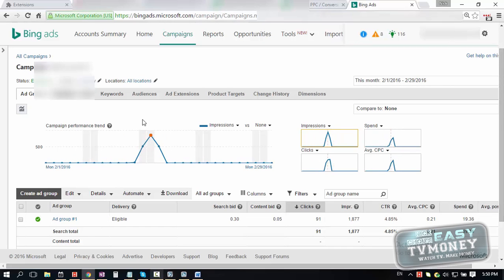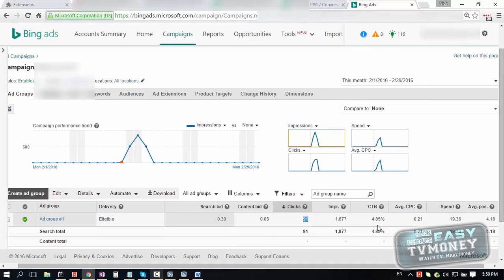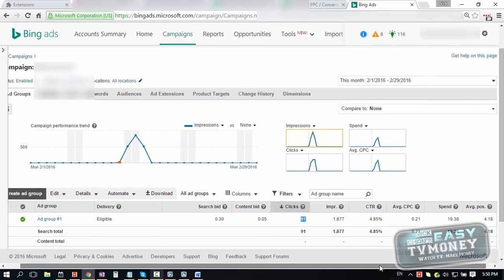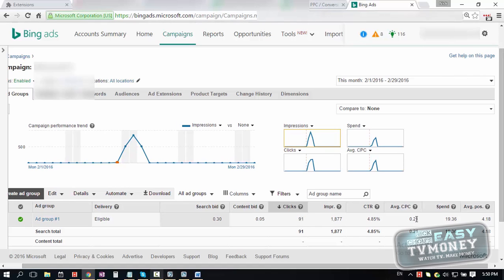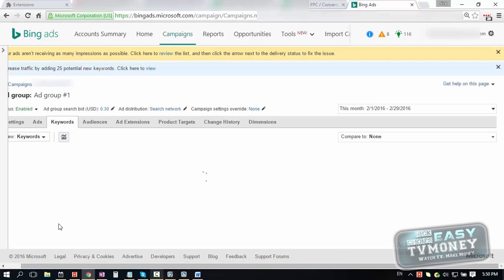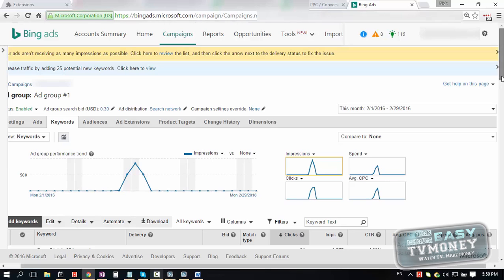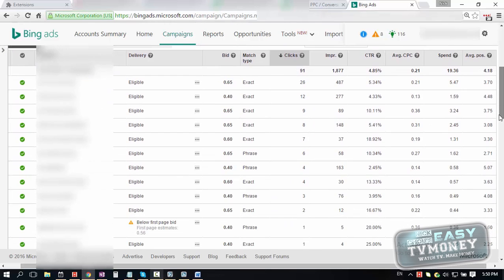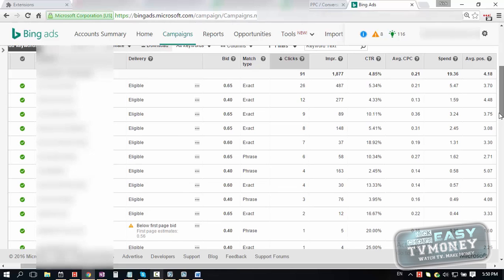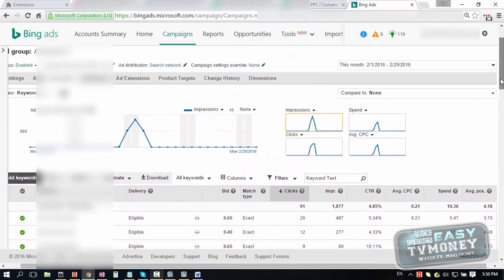So the member created the campaign on February 12, 2016. There are 91 clicks. The CTR on average is 4.85%, which is not bad. The average CPC is 21 cents, and it spent $20, right? And if you click into this ad group, you will see that all the keywords are generic keywords. So he was using the 2.0 advanced system.